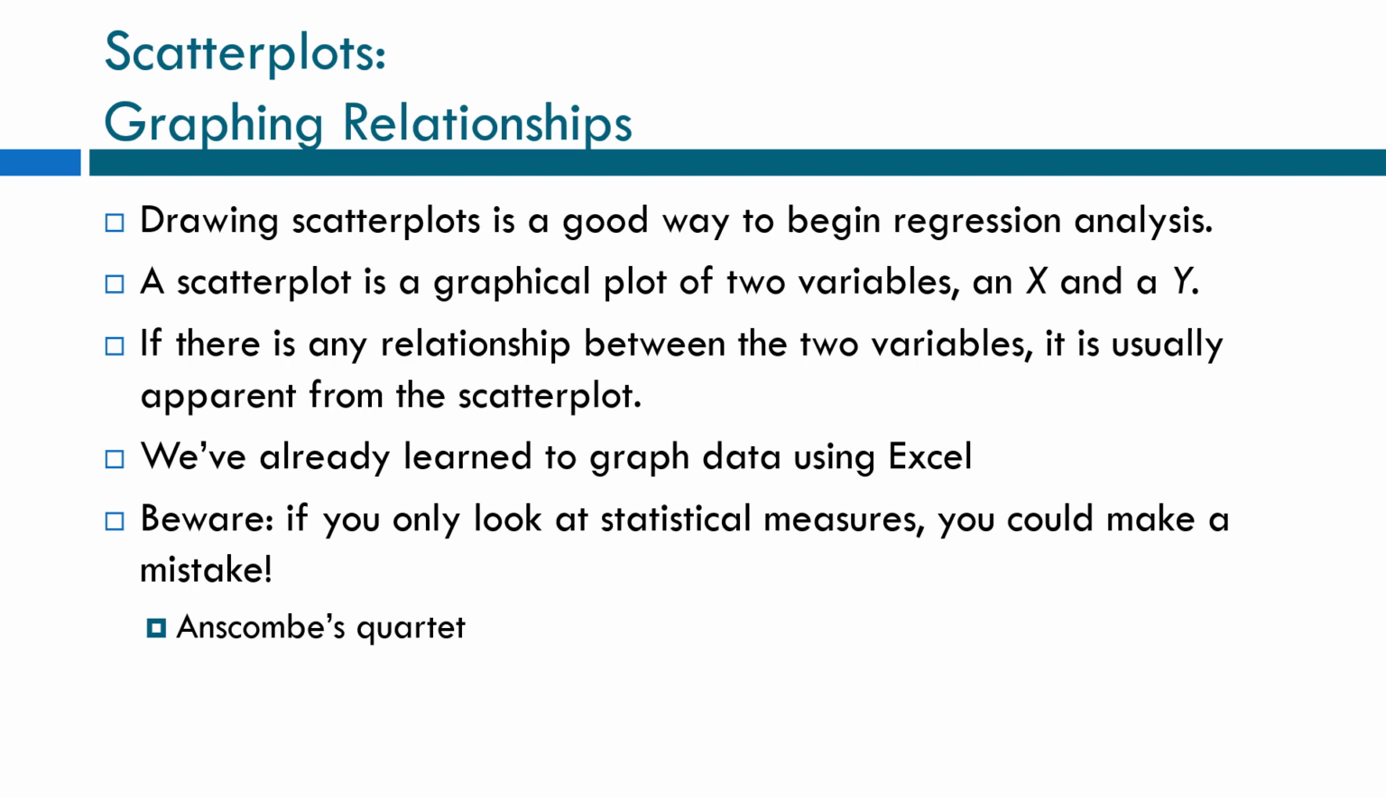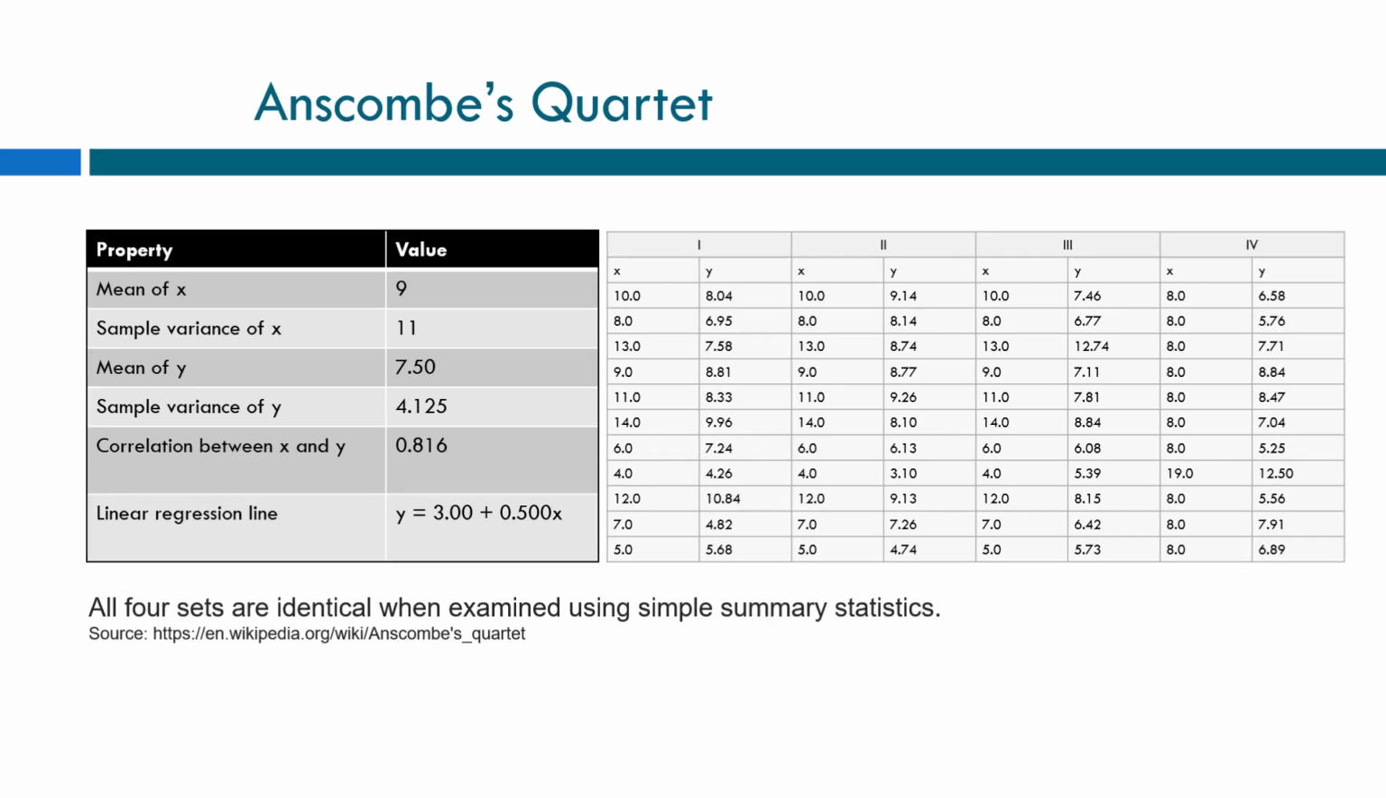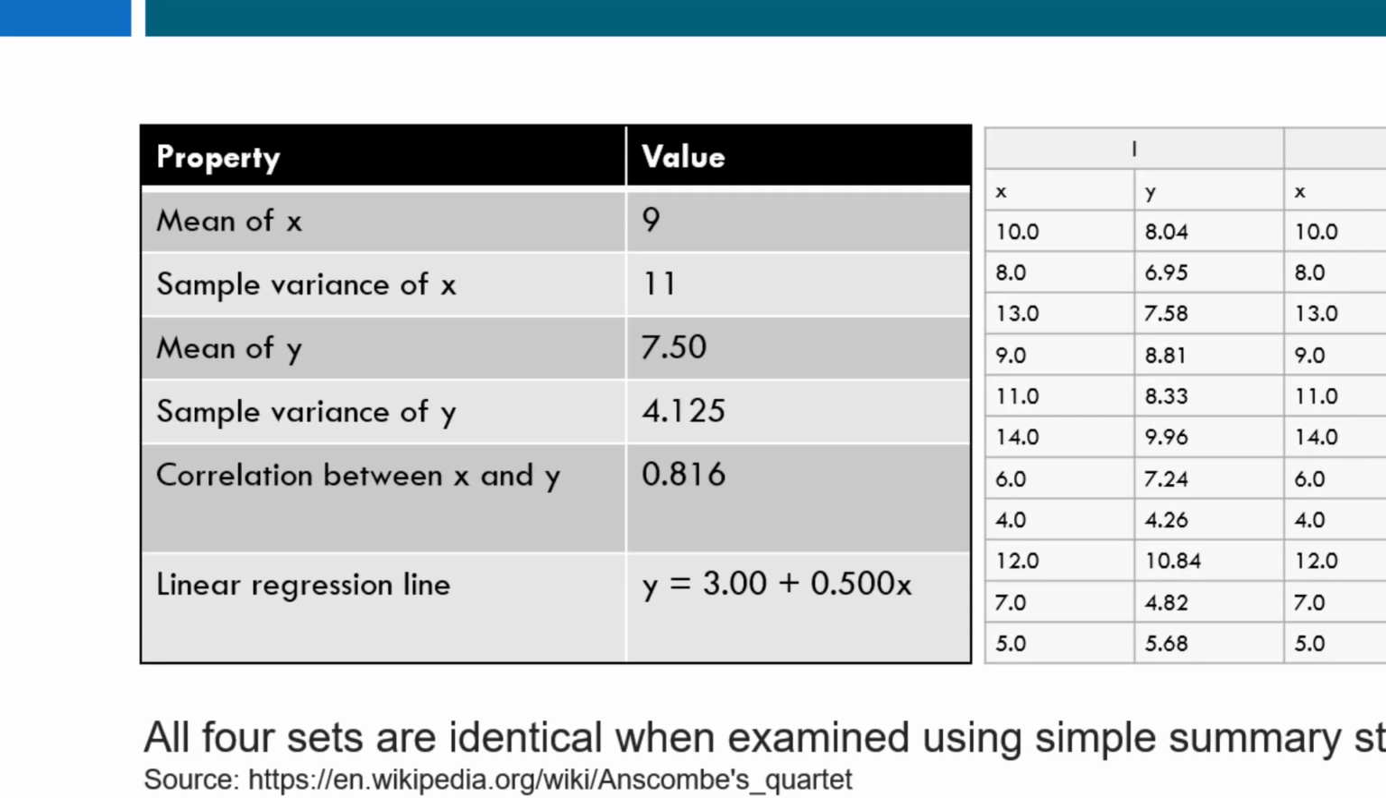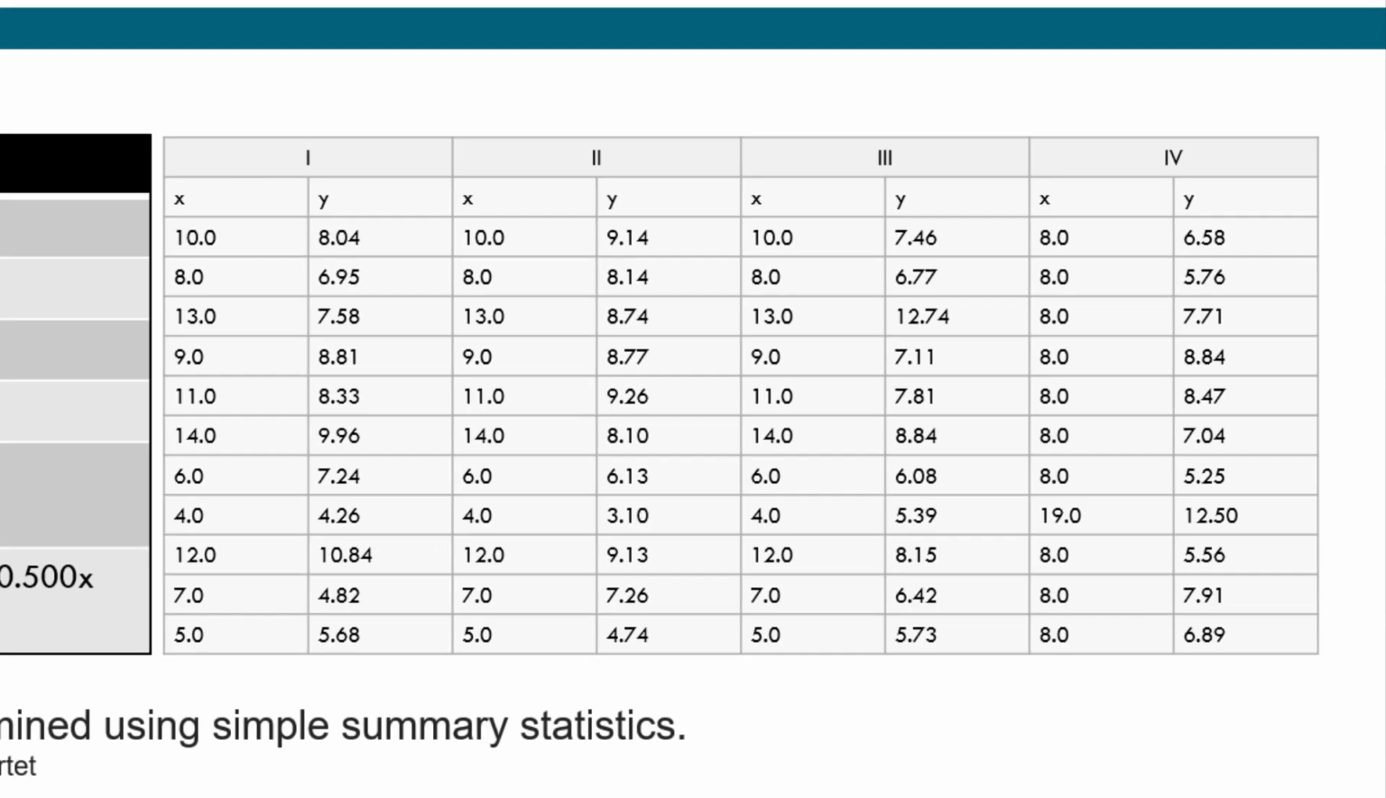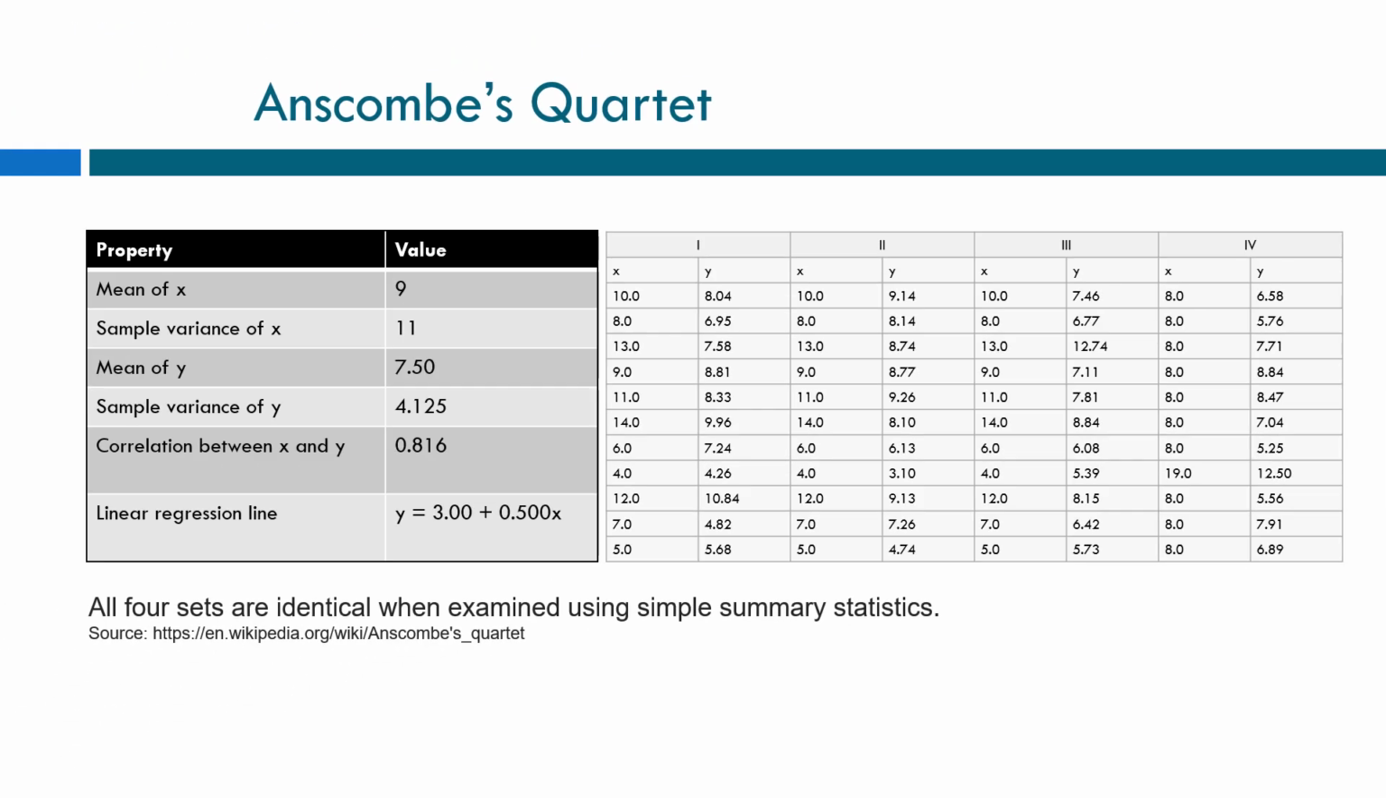Take a look at something called Anscombe's quartet. Here we've got 4 different sets of data, and I want you to notice the values for x and y in dataset 1, 2, 3, and 4. The mean of x is 9, the variance of x is 11, the mean of y is 7.5, the variance of y is 4.125, and the correlation between x and y in each of the datasets is 0.816. I'll go even further. The linear regression line in each of the datasets is y = 3 + 0.5x. So all 4 sets of data are identical when examined using simple summary statistics, and you might be tempted to say that these datasets are very similar to each other.